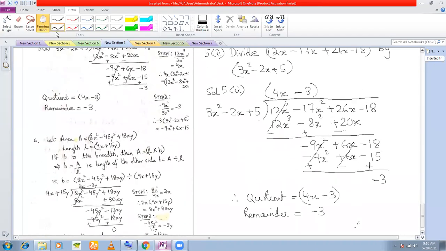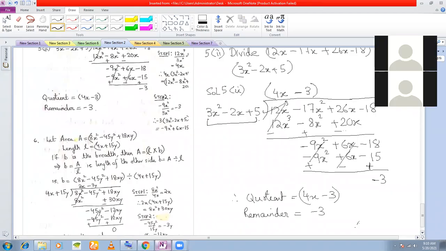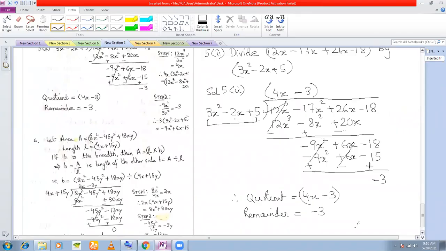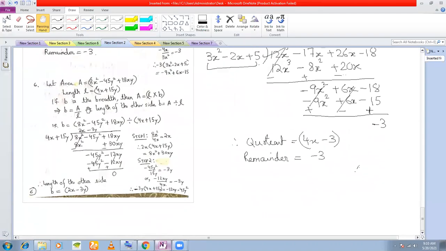Can we say that 3x square minus 2x plus 5 is a factor of 12x cube minus 7x square minus 26x minus 18? Can we say that the divisor is a factor of the dividend? Why? Because the remainder is not 0. That is why we cannot say that the divisor is a factor of the dividend.